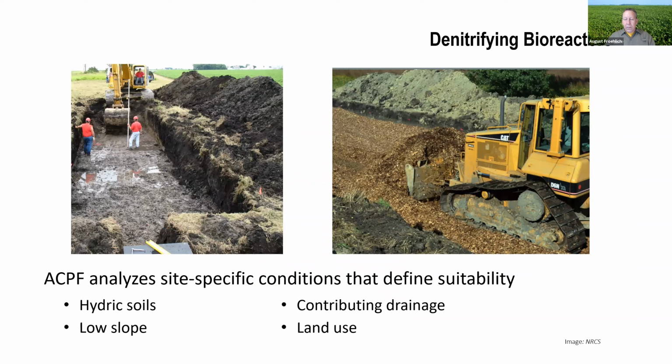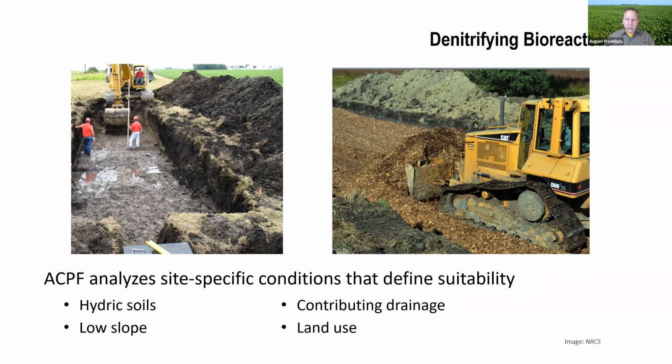Now, ACPF is a way to look at the landscape and find a profile that matches the profile that's specified in the standard. So for bioreactors, we consider the hydric soils, the slope, the area of the contributing drainage, and the surrounding land use. Those are the major factors involved in this.